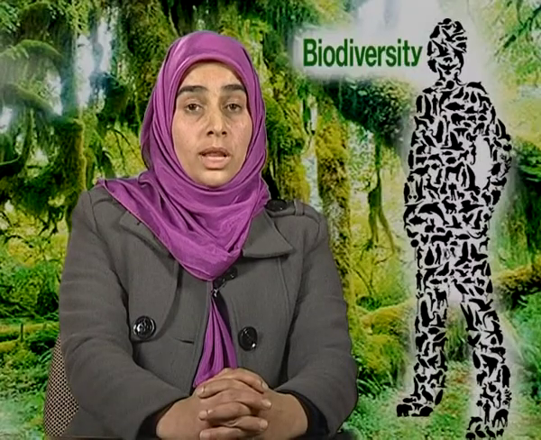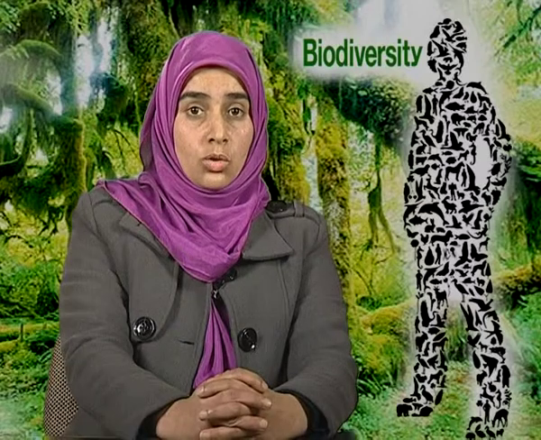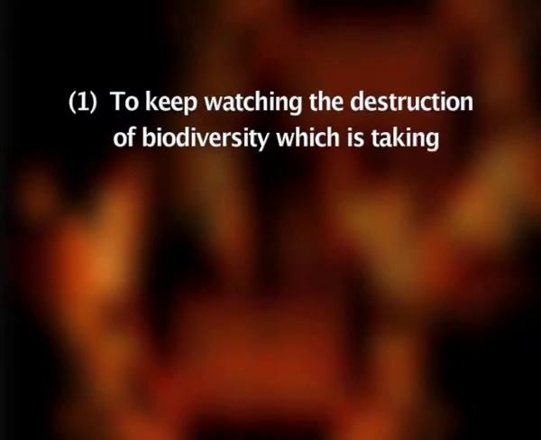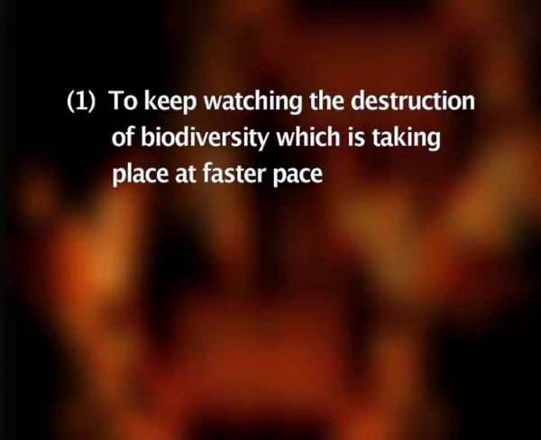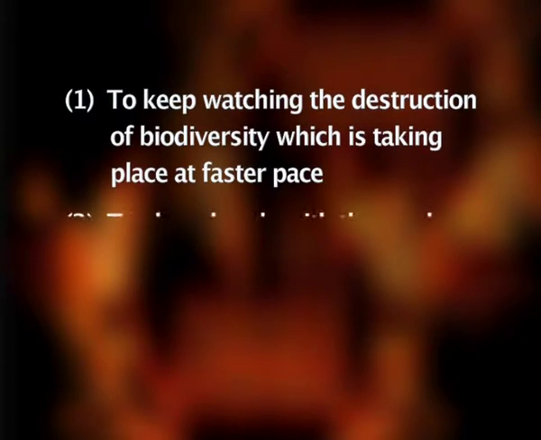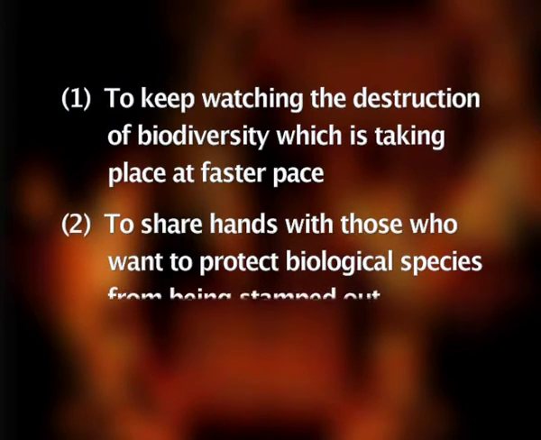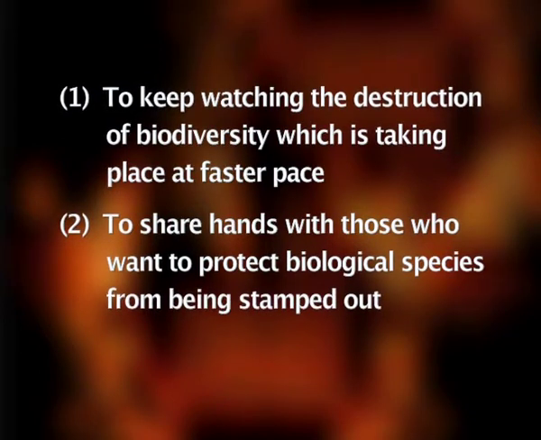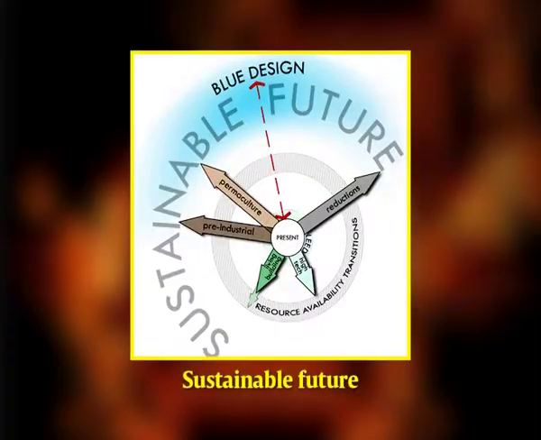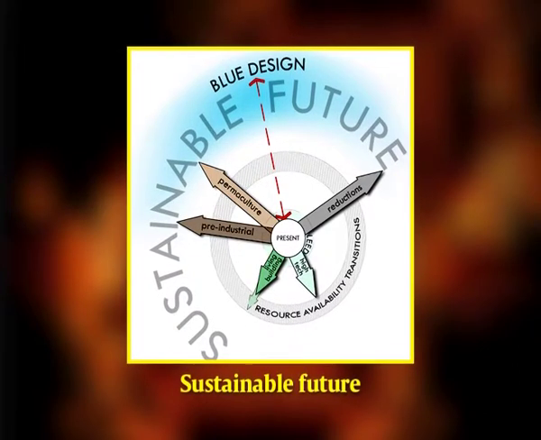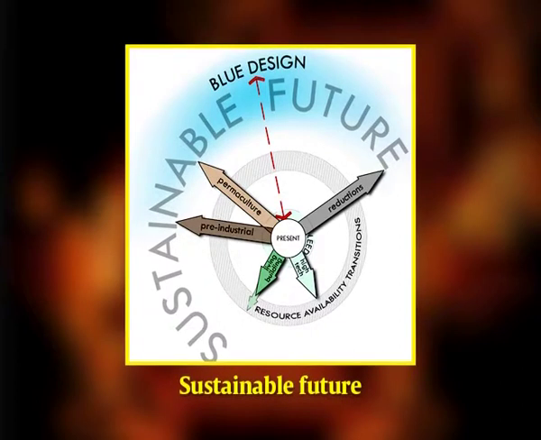So, where are we now? We are at a crossroads where we have two options available. One, to keep watching the destruction of biodiversity which is taking place at a faster pace, and second, to join hands with those who want to protect biological species from being stamped out. The latter option will also help in sustainable management of biological resources in the world, which is engulfed with multiple problems.